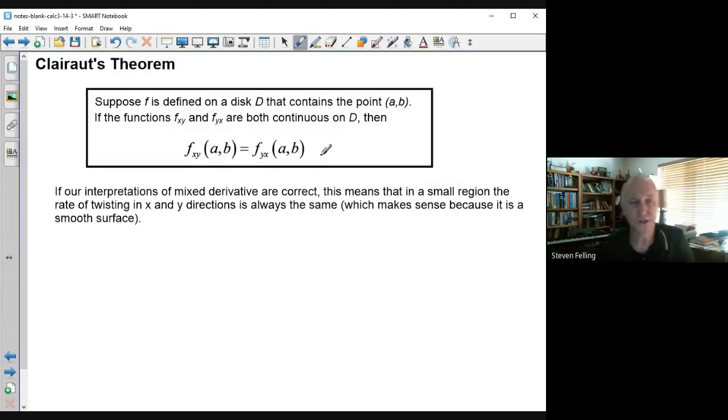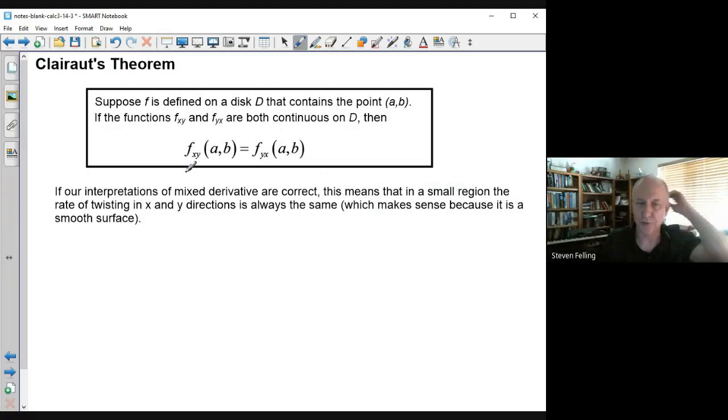All right, so there actually is something called Clairaut's theorem that says, suppose f is defined on a disk D that contains the point (a,b). If the functions fxy and fyx are both continuous on D, then it does turn out that those two mixed partial derivatives, fxy and fyx, will always be equal. So this one is actually not even proved in the textbook, so we just accept that as proven.